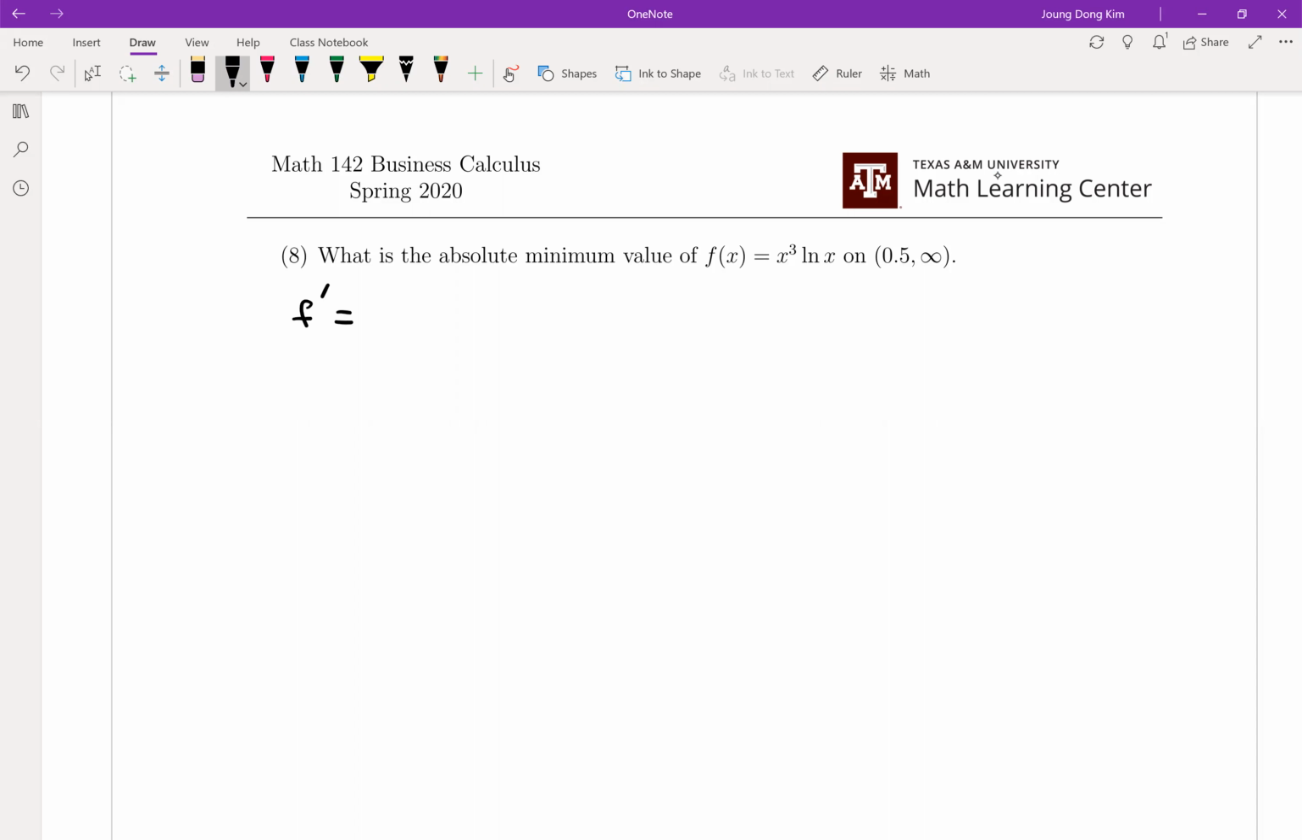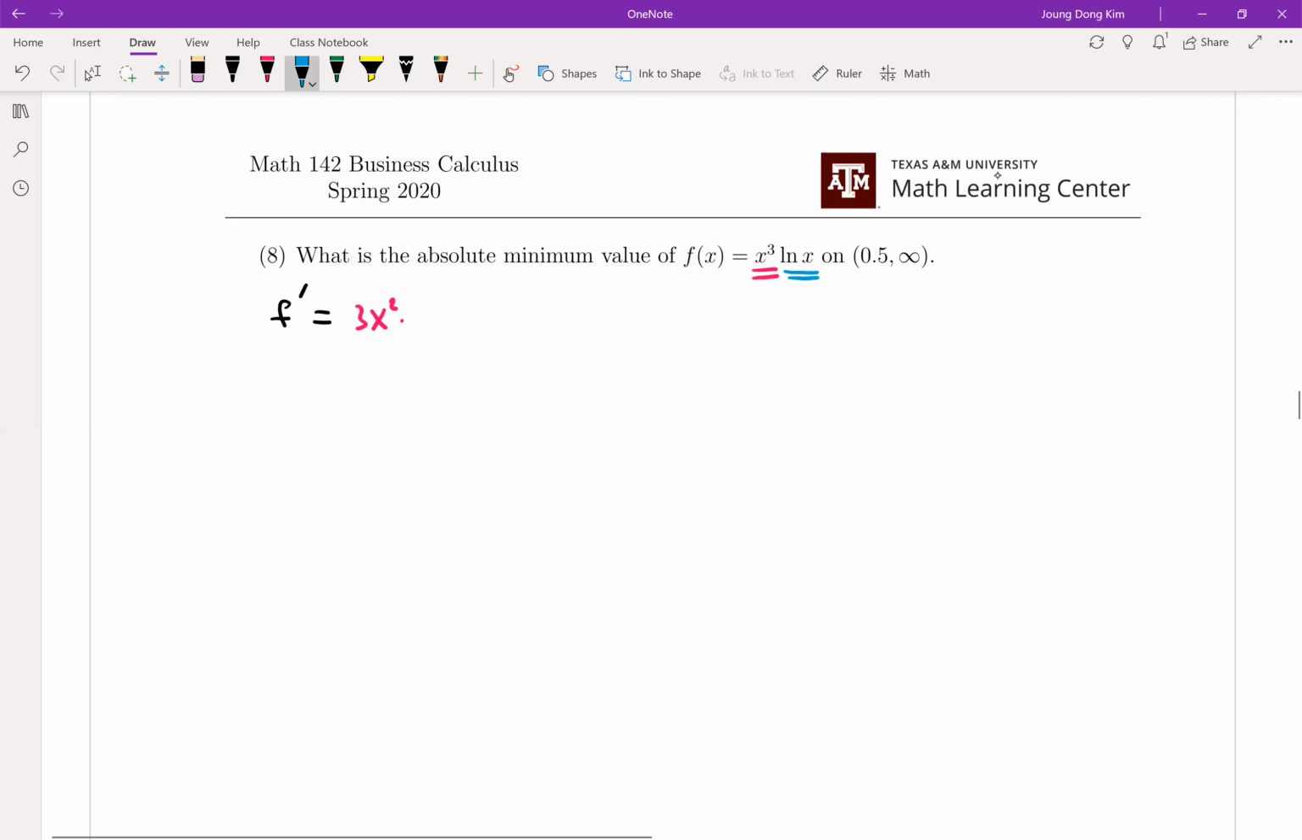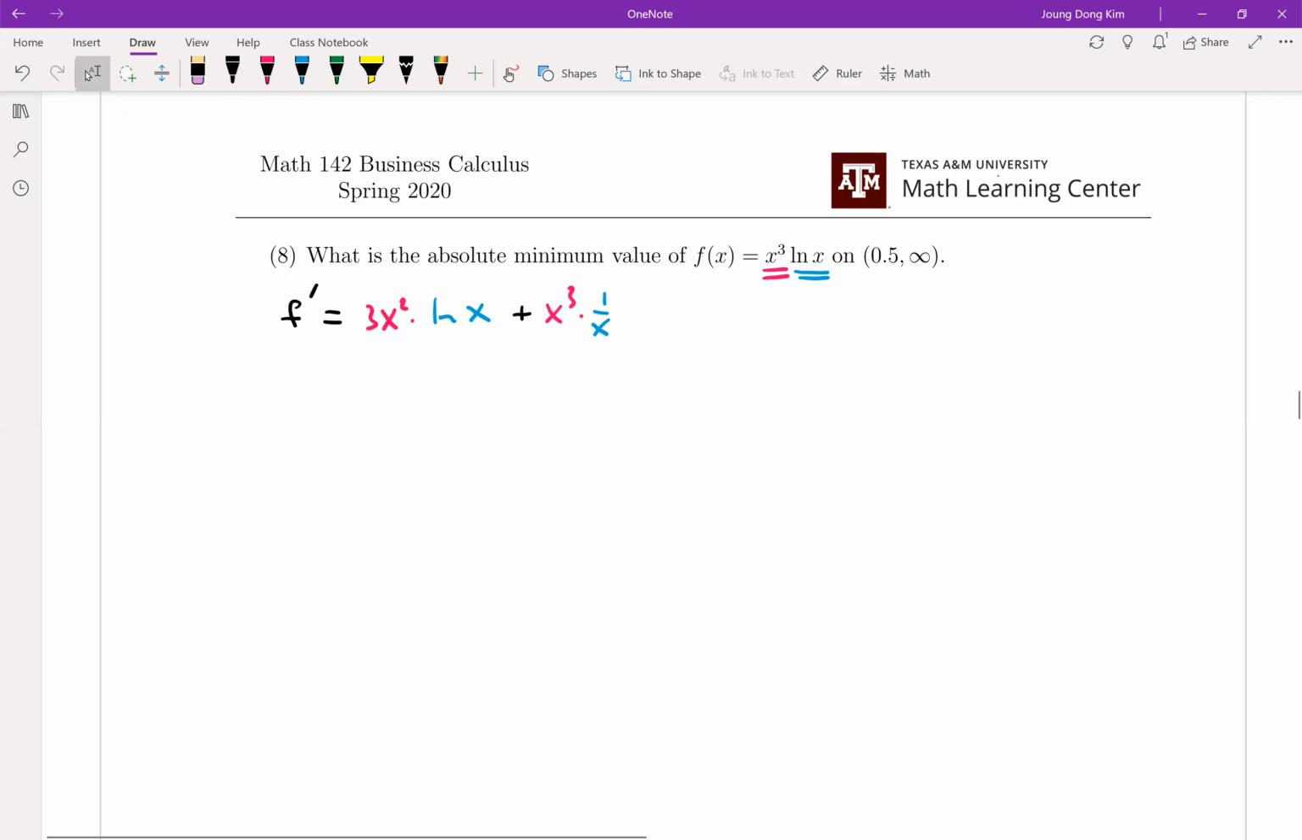By the product rule, x cubed prime is 3x squared times ln x. Let me use a different color for this, to help you understand. This function times this function. So the first function prime is 3x squared times the second function, which is ln x, plus, because we are talking about the product rule, the first function times the second prime. Let me simplify a little bit, because we have to find the critical value. It is equal to 3x squared times ln x plus x squared.